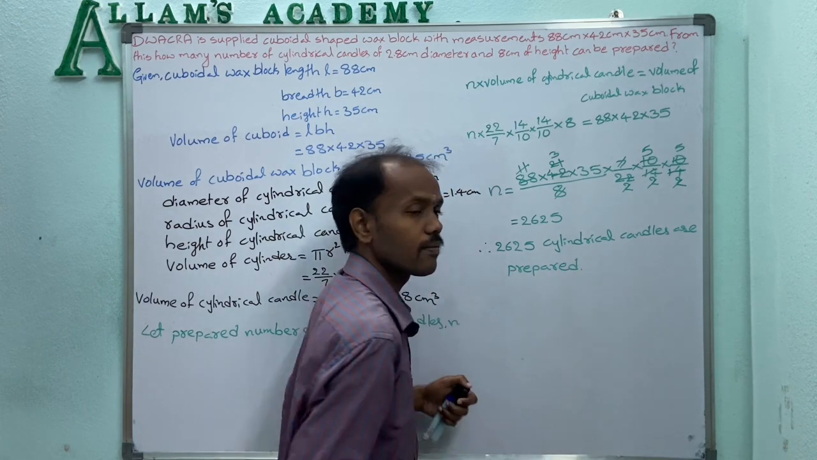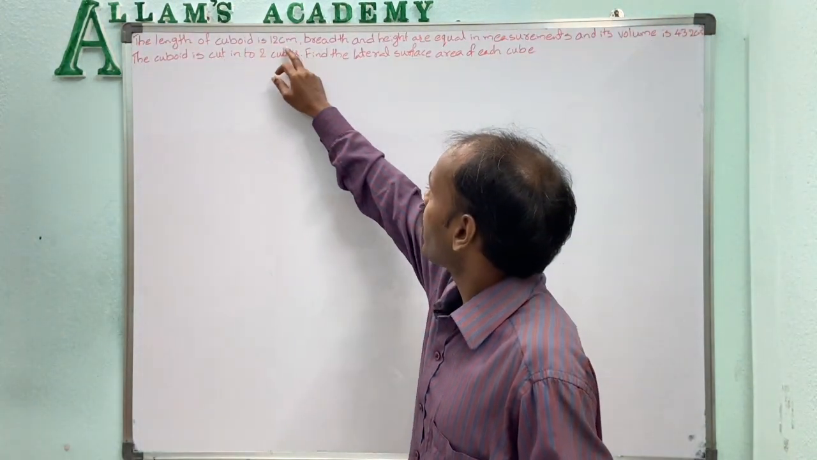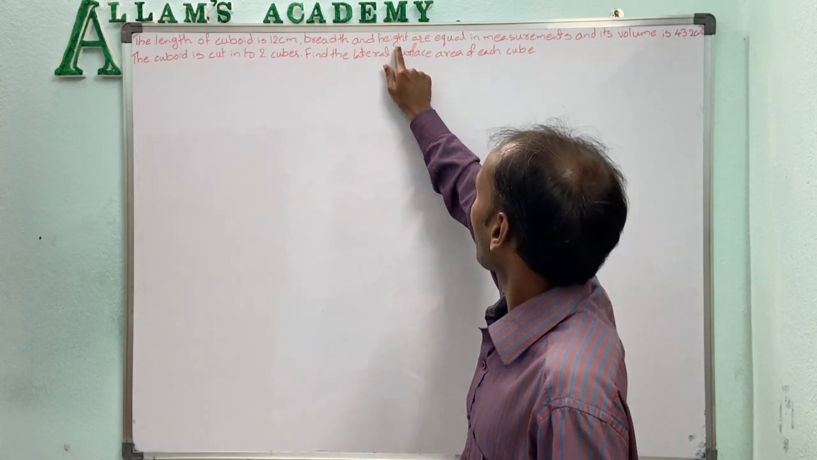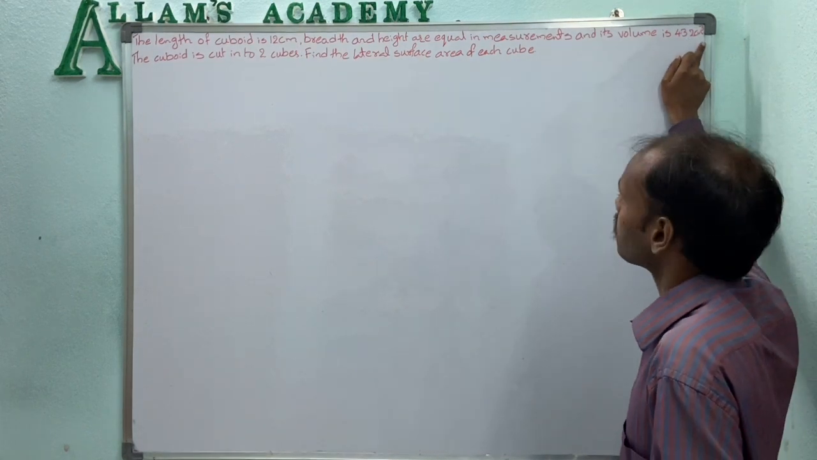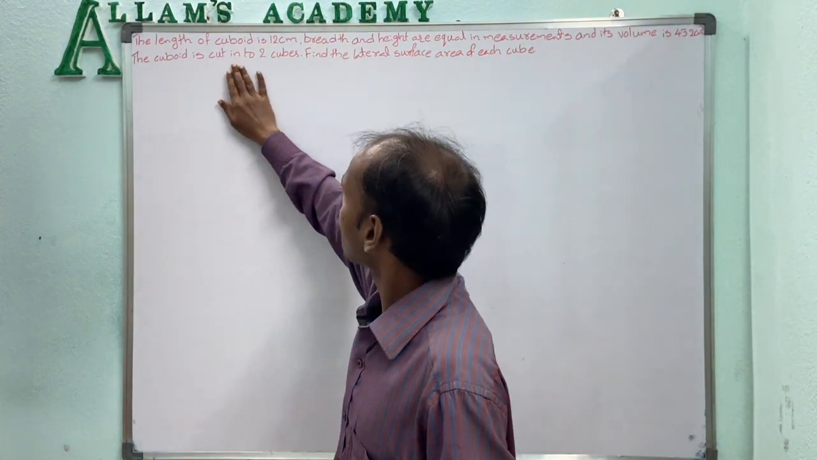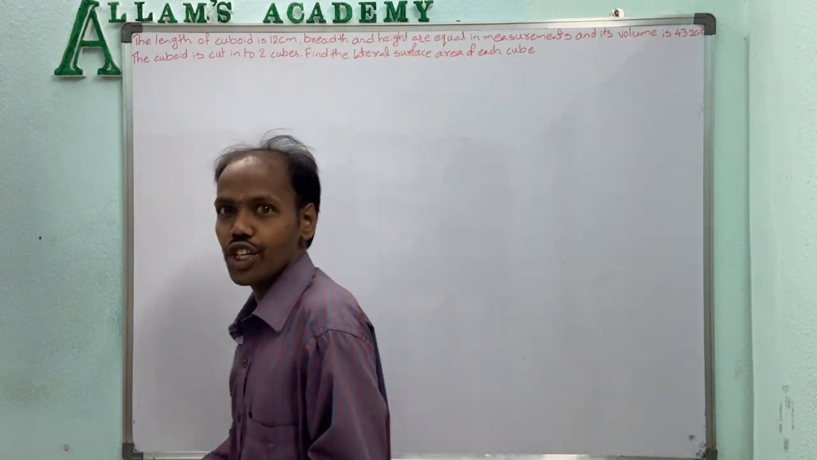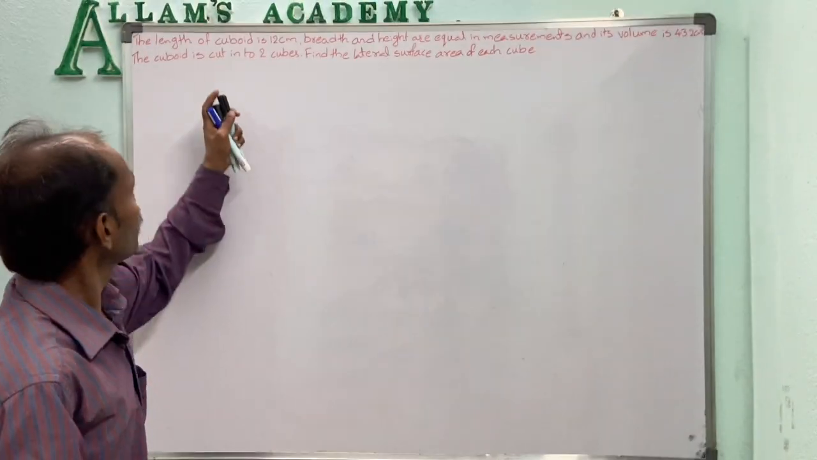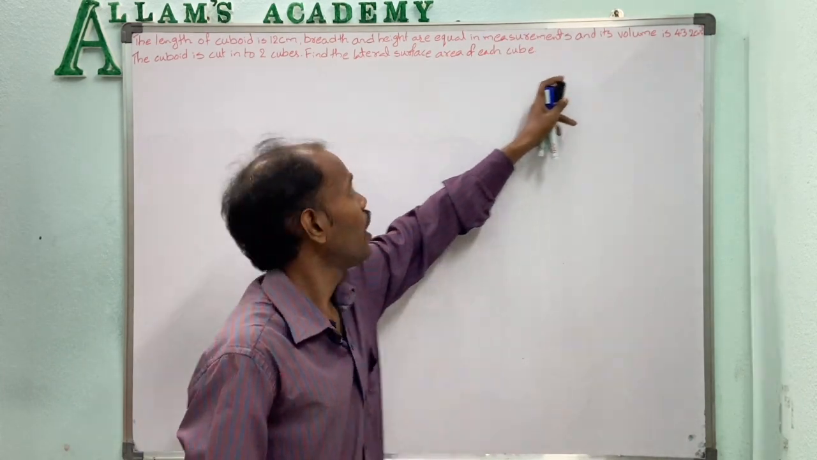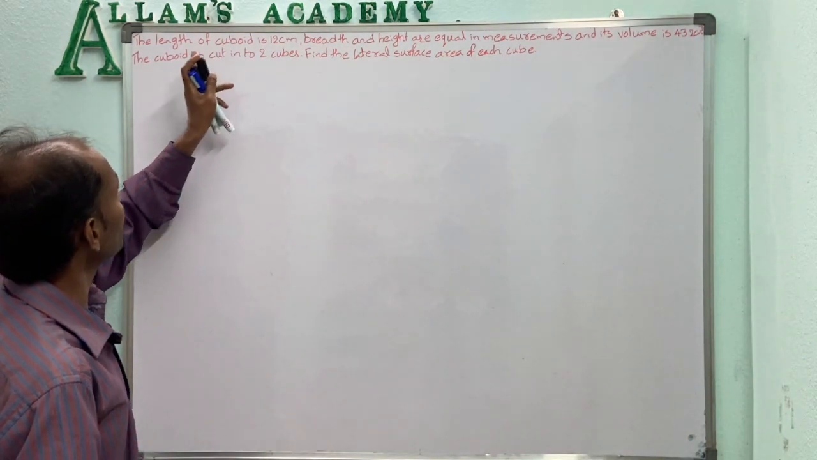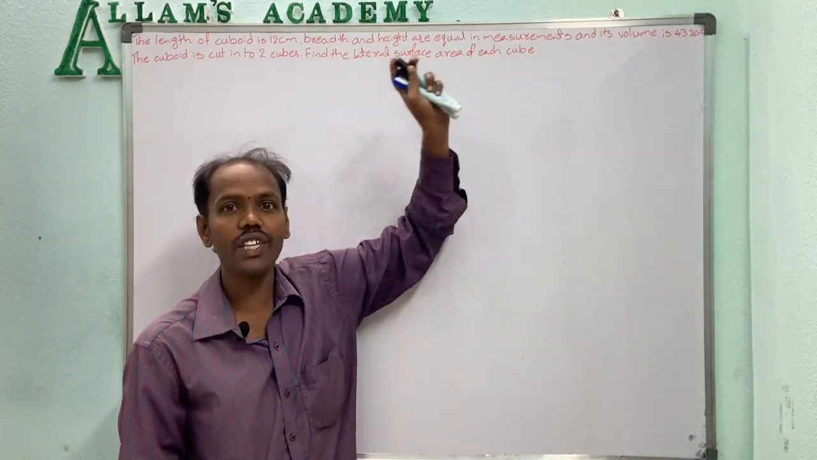Given the length of a cuboid is 12 centimeters, breadth and height are equal in measurement, and its volume is 432 cubic centimeters. The cuboid is cut into two cubes. Find the lateral surface area of each cube. So here the cuboid's length, breadth, height are given, and its volume is given. Now that cuboid is cut into equal cubes. We are asked to find the lateral surface area of each cube.